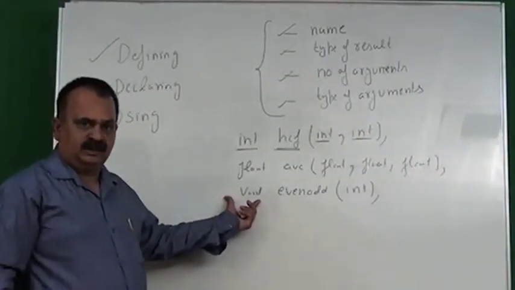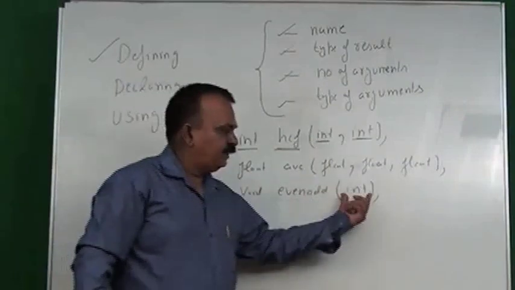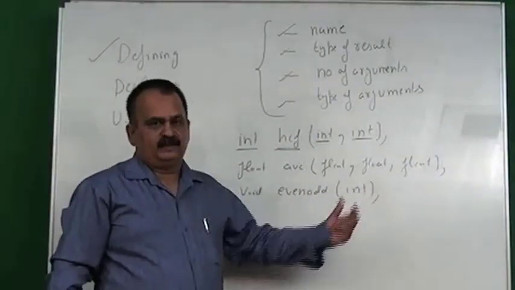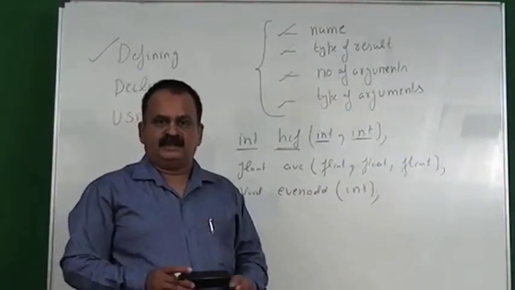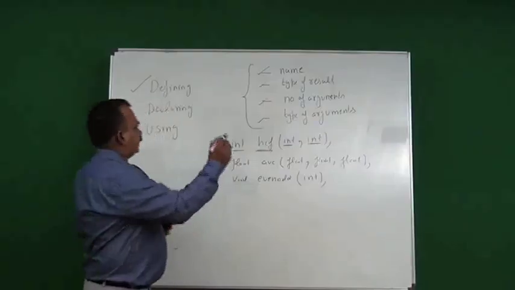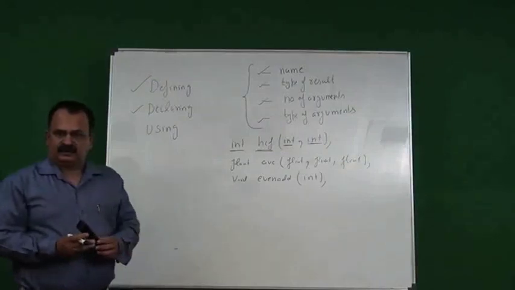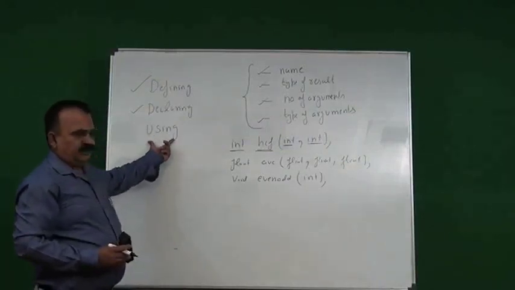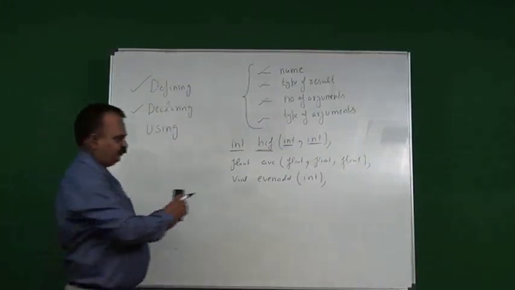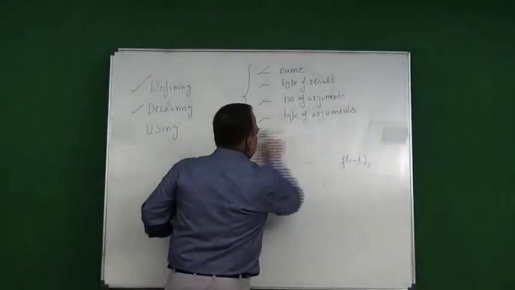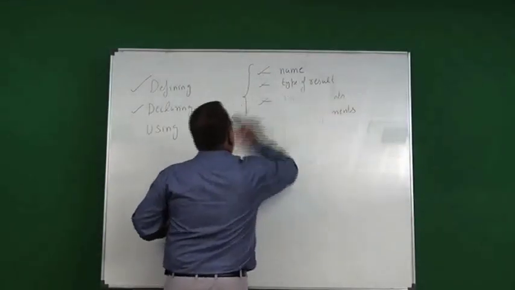This function will not return any value, and it takes 1 argument, which will be of integer type. So this is the second aspect related to functions, declaring the function. The last one is using a function. A function is used similar to a library function.